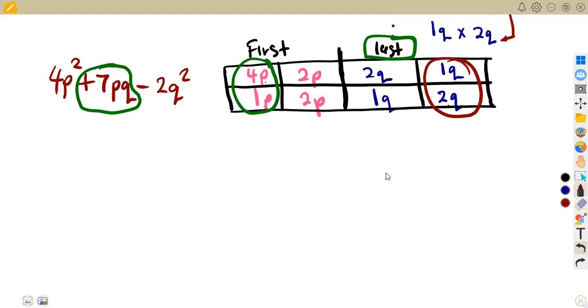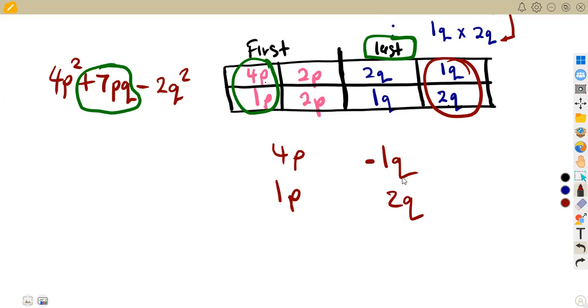This one, let's consider this, because this will be the first. Okay, on your first, you've got 4p and 1p. Your last is 1q and 2q. So if we consider the sign that is supposed to be a negative, we're going to take this as a negative here.